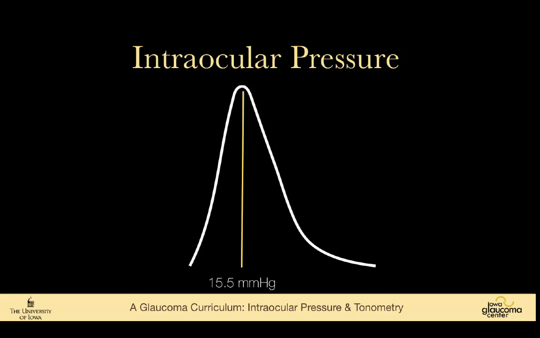So there are very few people walking around with intraocular pressures under 10 millimeters of mercury, unless they've had filtering surgery of some form. But there are lots of people who have intraocular pressures above 21 millimeters of mercury, and this represents about 10% of adults. Those are patients that we consider to have ocular hypertension, and that's the subject of another part of this curriculum.